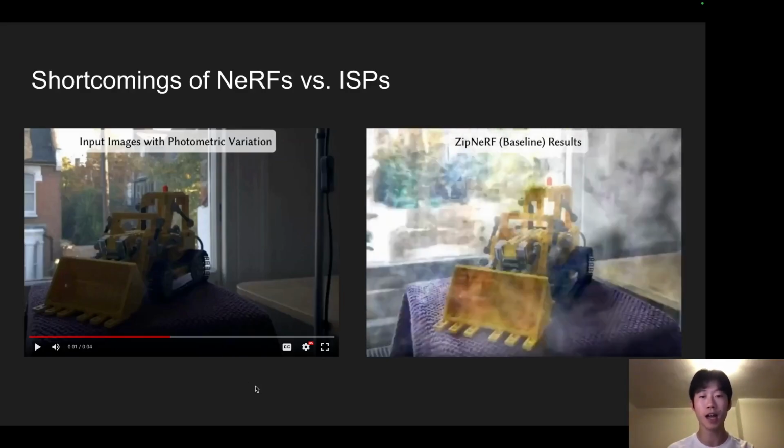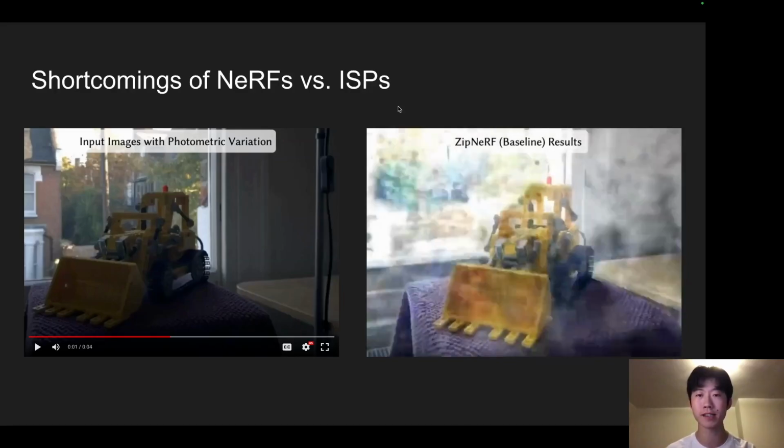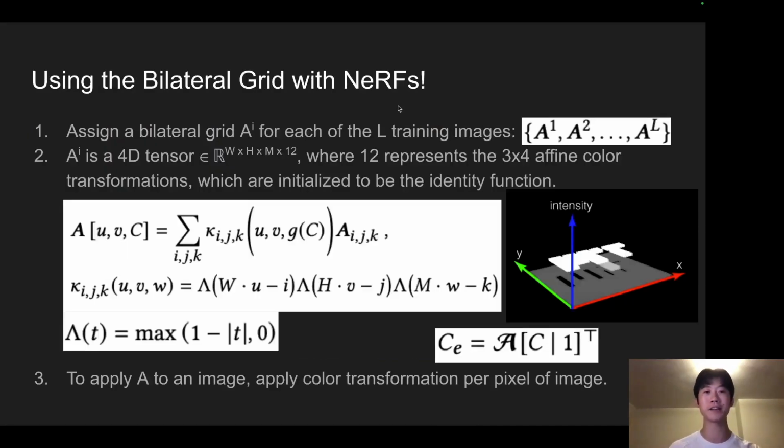So that's an issue that this paper is going to address. And how does it exactly do that? In particular, the authors first start off by assigning a bilateral grid, call it A, indexed by i, for each of the L training images.